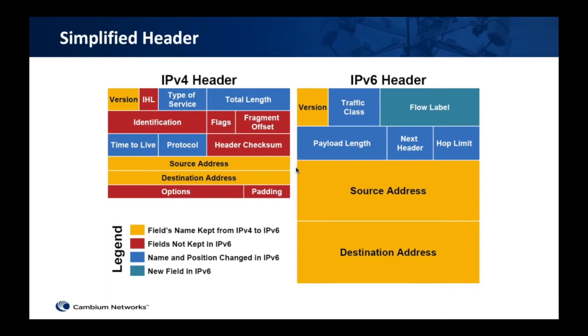So fields like header checksums, options, paddings, and fragmentation were removed out of IPv6 headers to a different layer. So there is an encapsulation layer. If you have fragments, they are encapsulated into the IPv6.